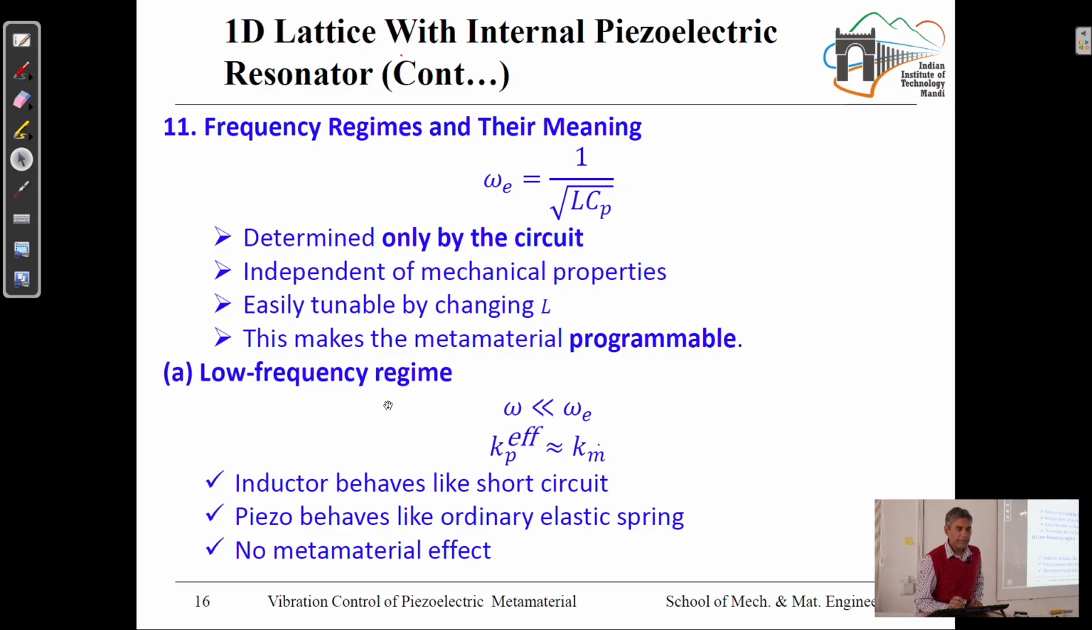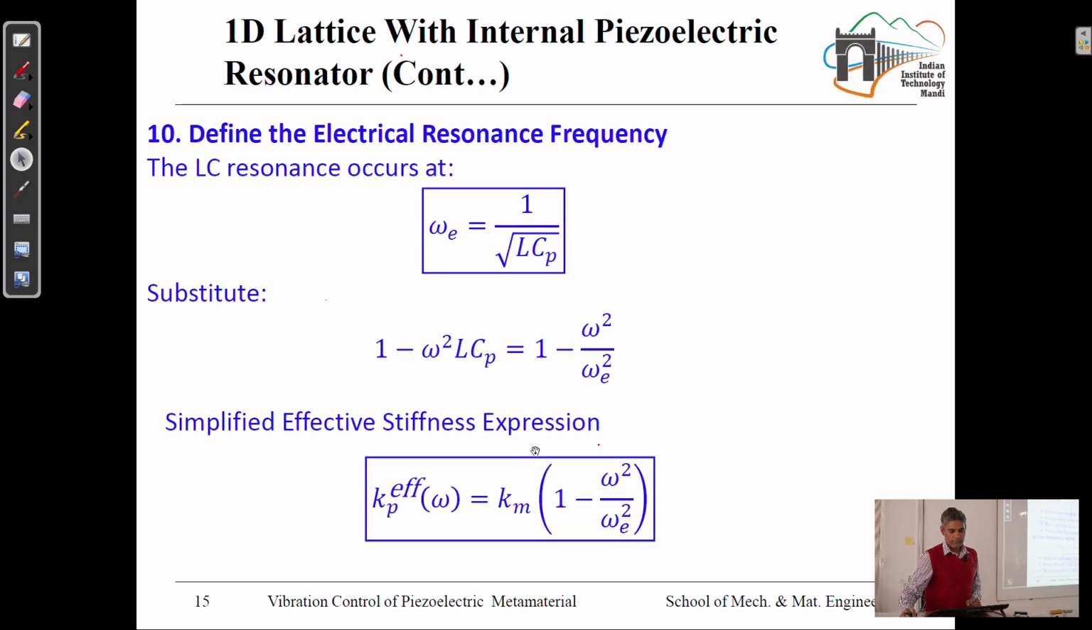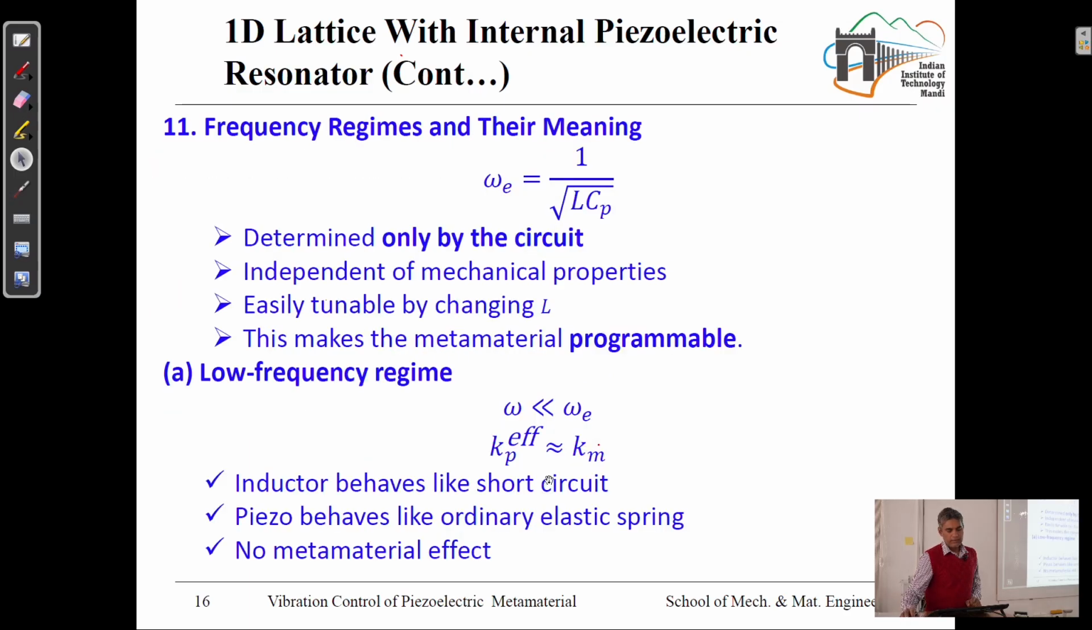So for the low frequency regime, that is omega less than omega E, in that case Kp effective is equal to Km, right? See here, if omega is very small compared to this, then it will be equal to this. So in that case, the inductor behaves like a short circuit, the piezo behaves like an ordinary elastic spring, and there is no metamaterial effect, right?